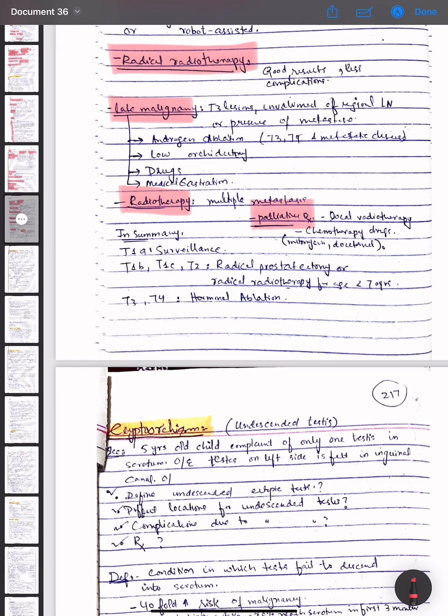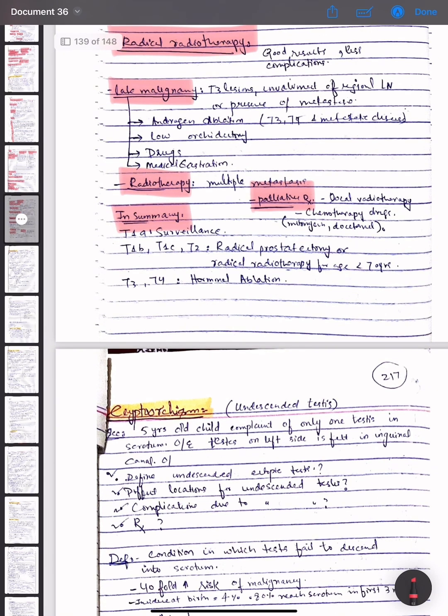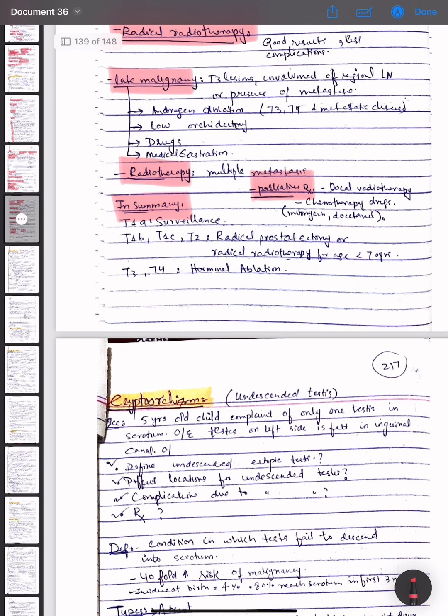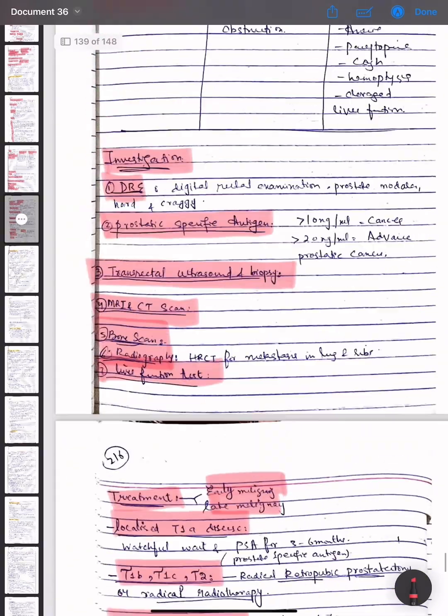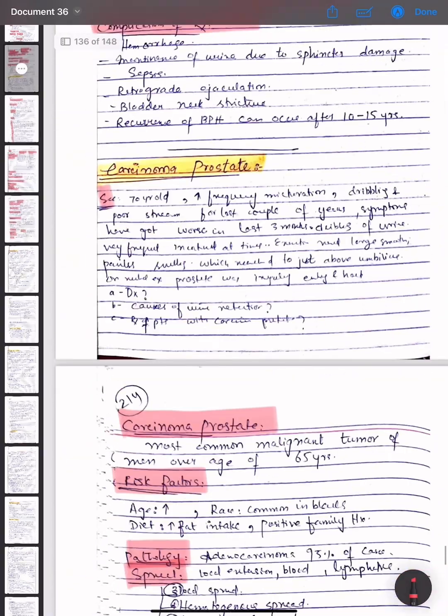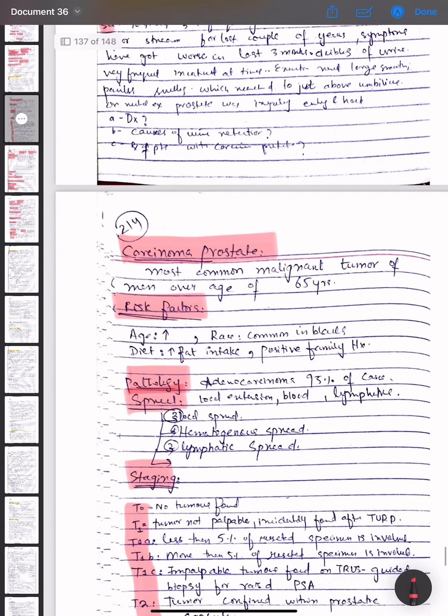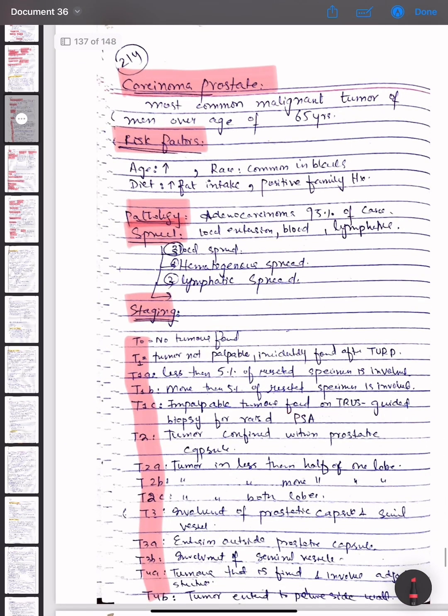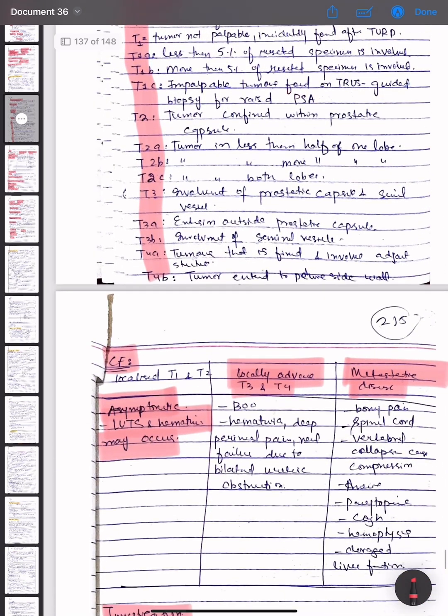In summary, T1 is for surveillance, T1B, T1C, and T2 is radical prostatectomy or radical radiotherapy for age less than 70 years, and for T3 and T4 hormonal ablation is done. The treatment is provided according to the TNM classification. So we have discussed carcinoma prostate: the scenario, then the definition, then the risk factors, then the pathology, then the spread, then the staging, then the clinical features, then the investigations.